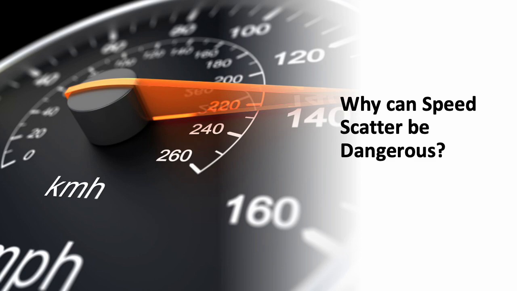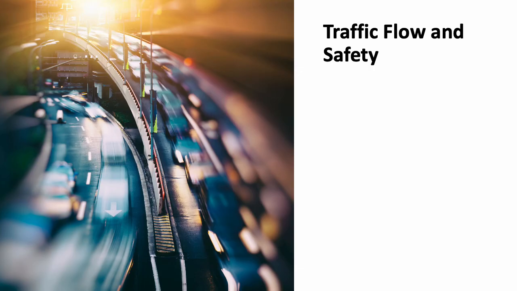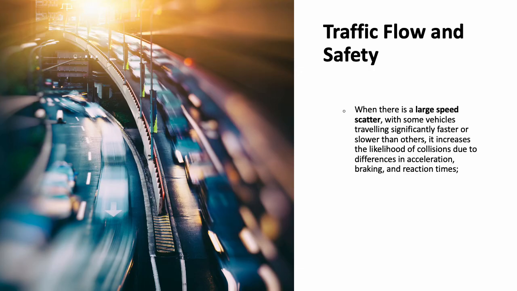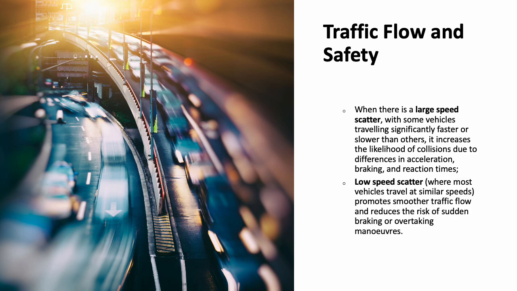Why can speed scatter be dangerous? When there is a large speed scatter, with some vehicles travelling significantly faster or slower than others, it increases the likelihood of collisions due to differences in acceleration, braking, and reaction times. Lower speed scatter, where most vehicles travel at similar speeds, promotes smoother traffic flow and reduces the risk of sudden braking or overtaking manoeuvres.